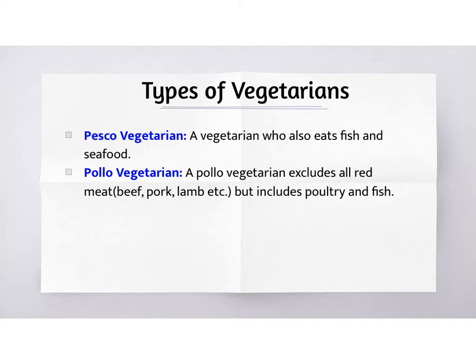The final type of vegetarian is a pollo-vegetarian. Now, this is somebody who excludes all red meat. So, red meat can include beef, pork, and lamb, but they do include poultry, which is things like chicken, turkey, etc. And they do also have white meat, so fish. So, they do exclude red meat products, but they allow white meat.